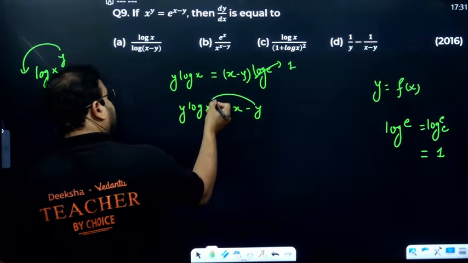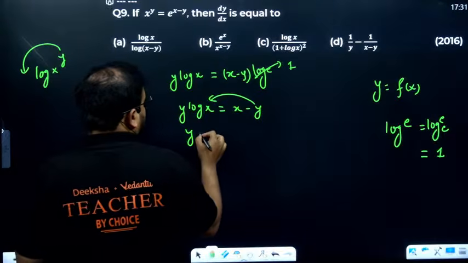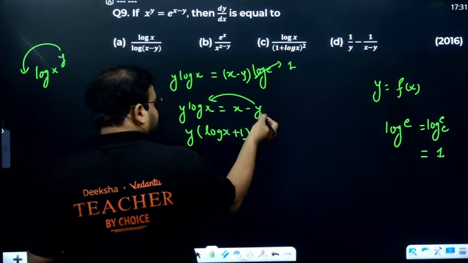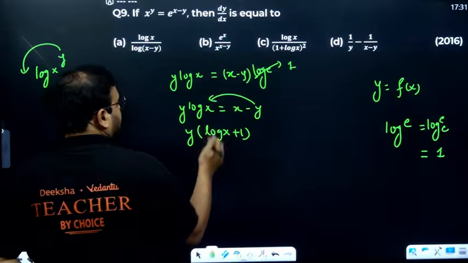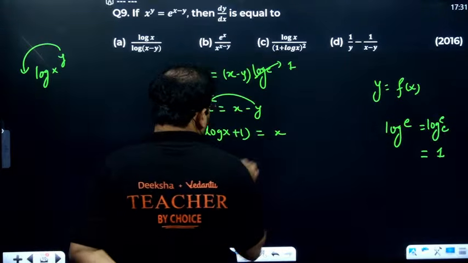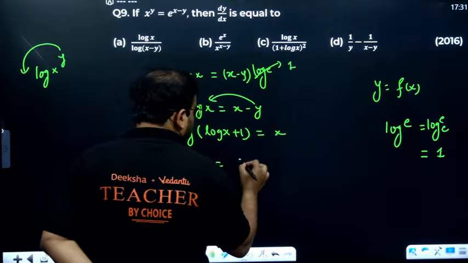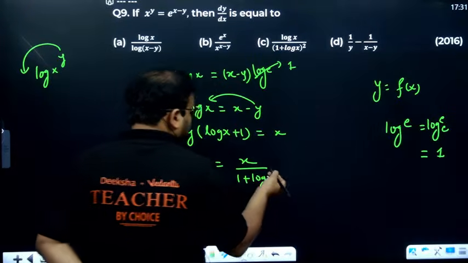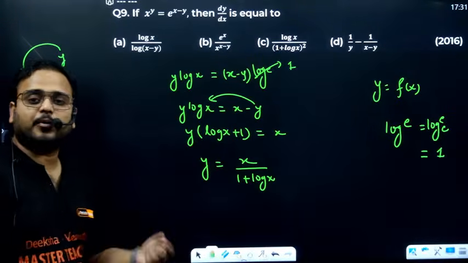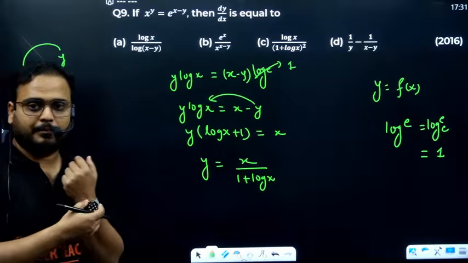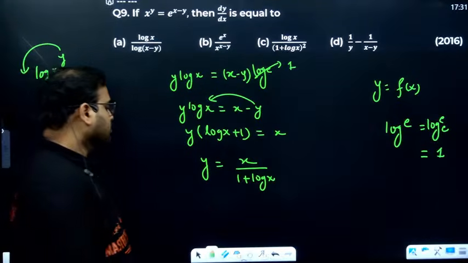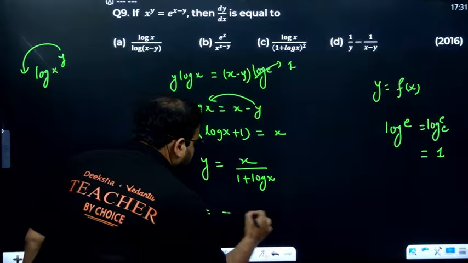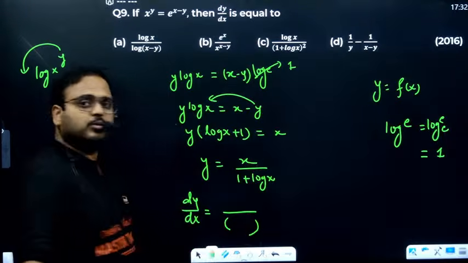So I'll move the y over here. I'll get y common: y(1 plus log x). I've taken y common after moving this y over here. So y becomes equal to x upon 1 plus log x. Now this is the question based upon quotient rule. So now everybody will start doing the differentiation, right? You can do the differentiation.